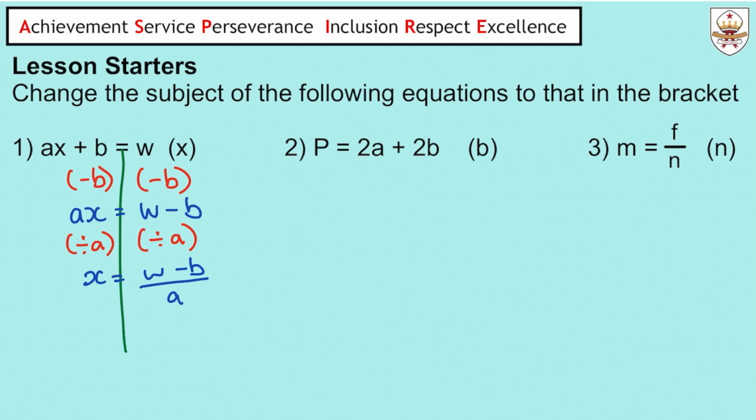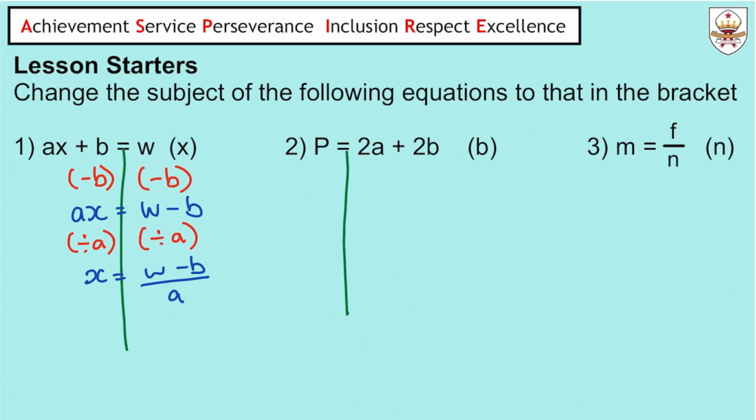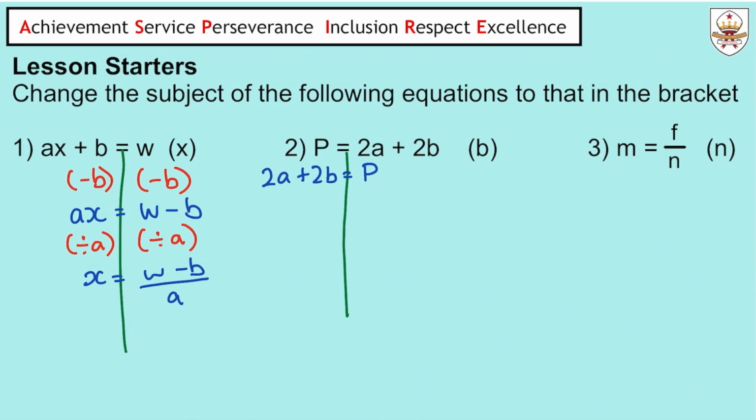So we've got P is equal to 2a plus 2b. The first thing I'm going to do here is swap these two sides of the equation around. I'm going to write 2a plus 2b is equal to capital P. For the second step, we're going to take away the 2a from both sides. So minus 2a, minus 2a. This is going to give us 2b is equal to P minus 2a.